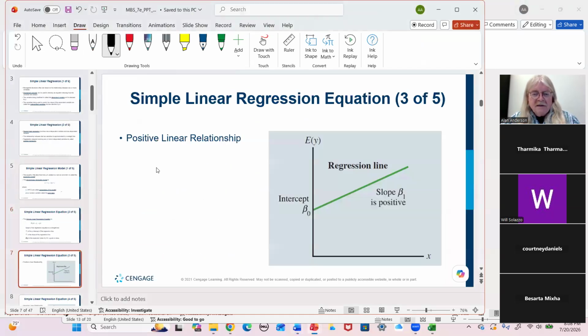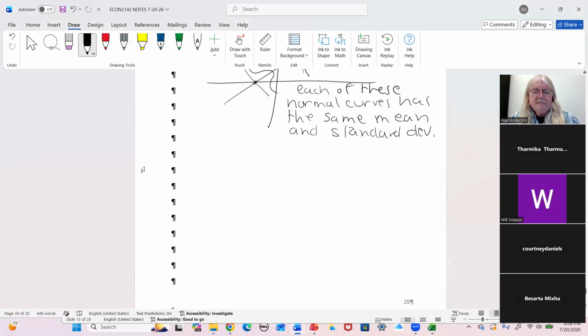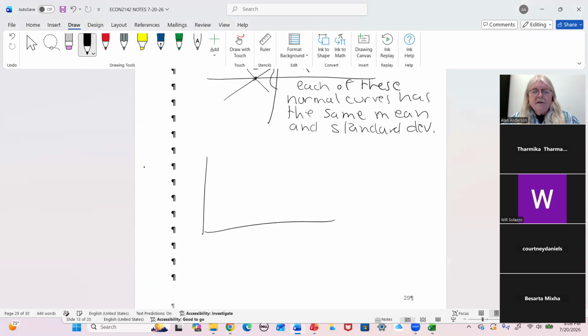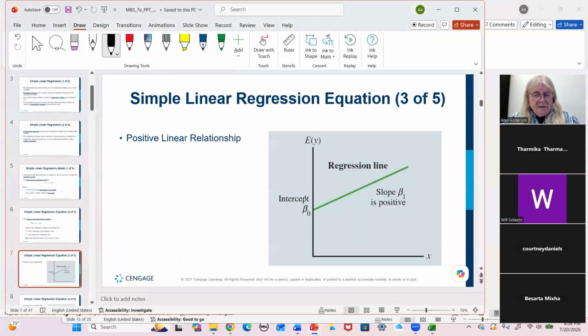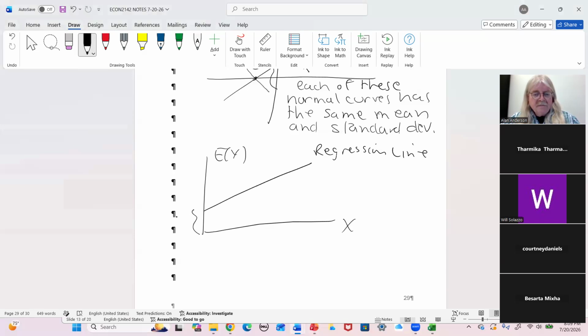Okay, what else? Here it is. Instead of having y be the expected value of y here, and this is our regression line, population that is. The intercept is beta 0, and the slope.